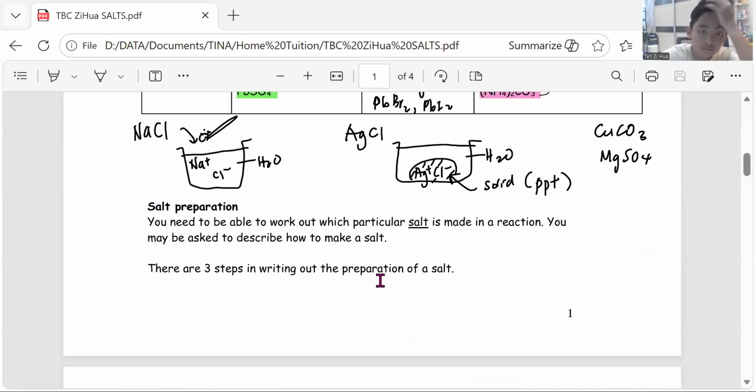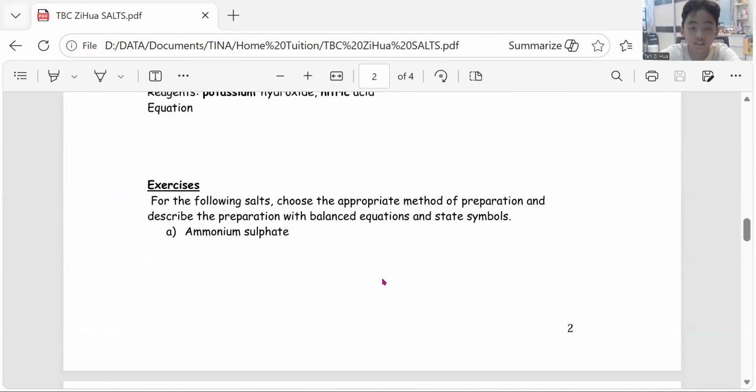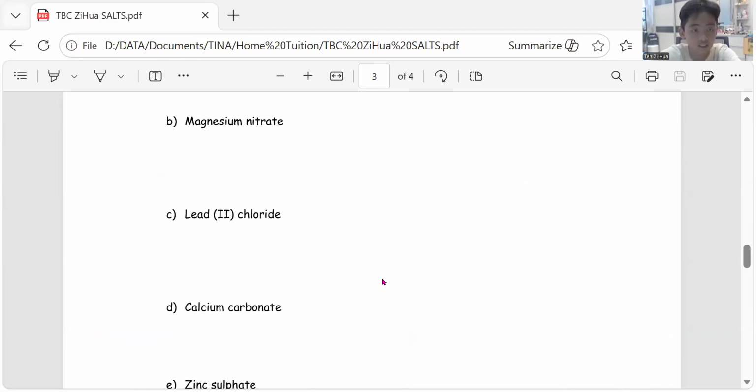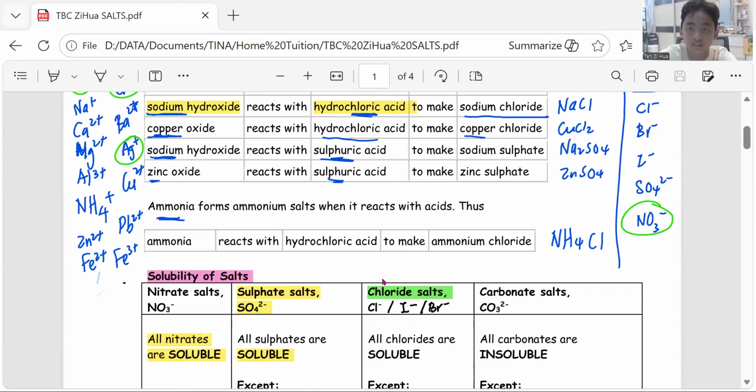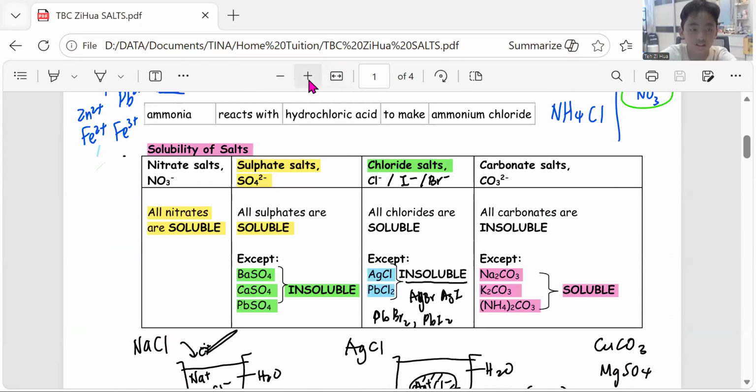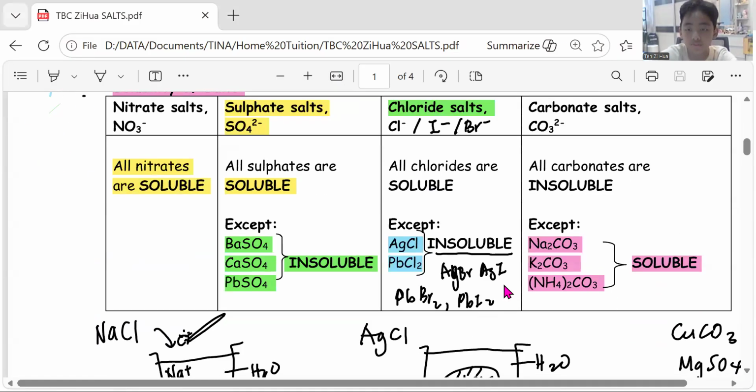Last week we talked about acid, base, and salts. Do you remember? Have you learned this in school yet? Haven't. Okay, you remember I taught you soluble and insoluble salts? Can you remember which are soluble and which are insoluble? Soluble. Yes, remember. Okay.